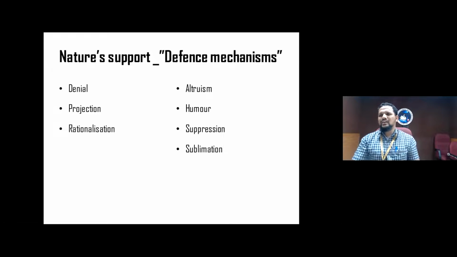And some people handle their unconscious stress through altruism. Altruism means giving help or charity to people. A sense of humor is another way of handling your stress. Suppression and sublimation are other ways of handling it as a defense mechanism. Forgive and forget, and telling something unacceptable in an acceptable way, is also one type of defense mechanism. So these are some explanations of defense mechanisms.